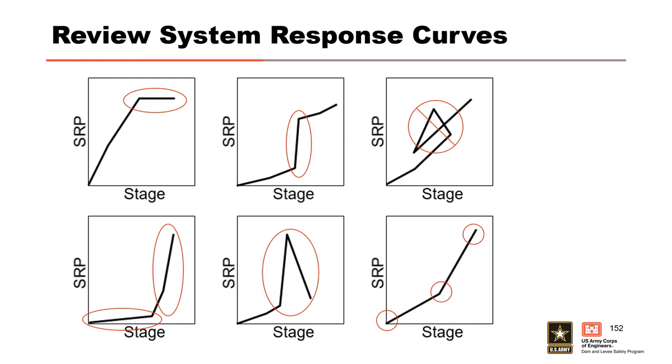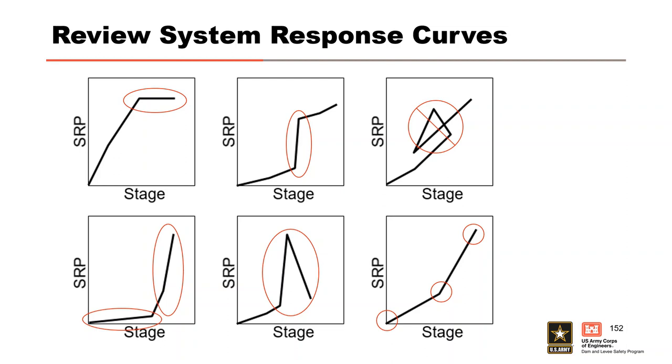A system response such as this one is only possible if there's a very flashy pool with a quick rise in both pool and tailwater. If the pool rises slowly, then this curve would not be representative, and instead of decreasing at the higher pools, it should become horizontal at the maximum system response.